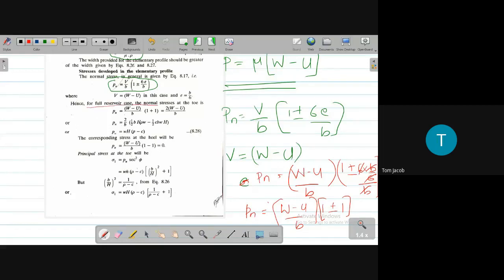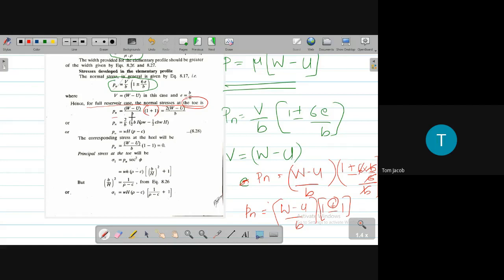For the full reservoir case, the normal stress at the top is Pn is equal to (W minus U) by B into 1 plus or minus 1, and the plus condition, 1 plus 1, is for the case of the top. So Pn is equal to 2 into (W minus U) by B. And as earlier, W and U we have already found out.